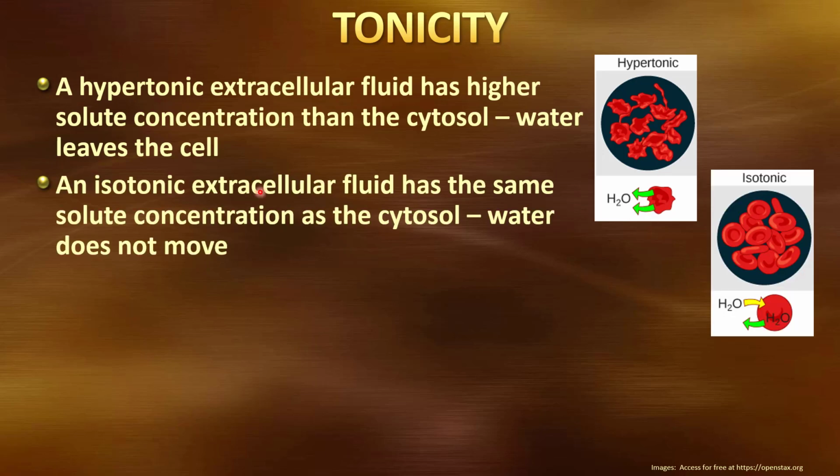If we have an isotonic solution and an isotonic cell, it means they have the same concentration. So the water solute concentration is the same outside the cell as we have inside the cell. And so we're not going to have any net movement of water. Yes, water will come in, but water will also leave at the same rate. And so we'll have an equilibrium there, and there won't be any net change.